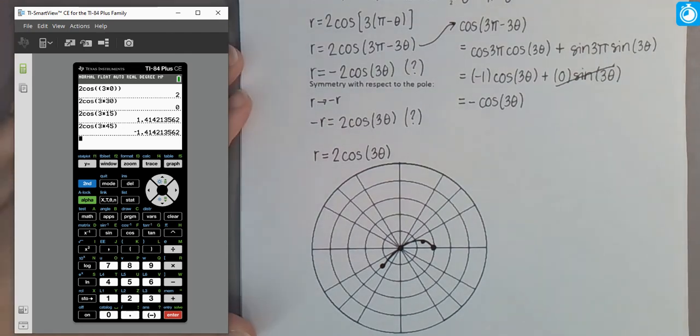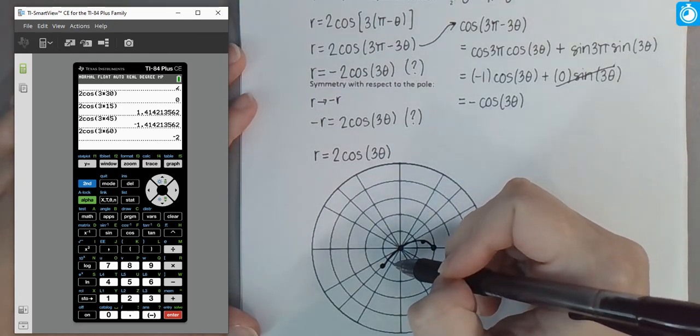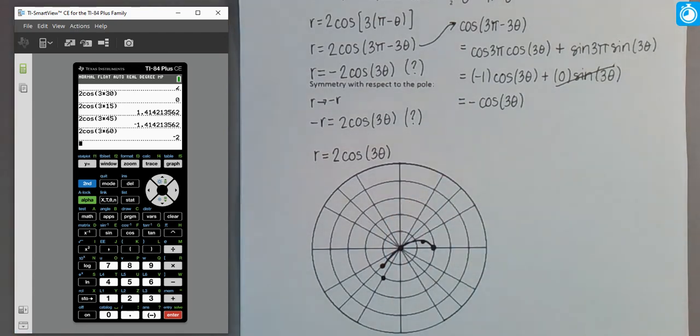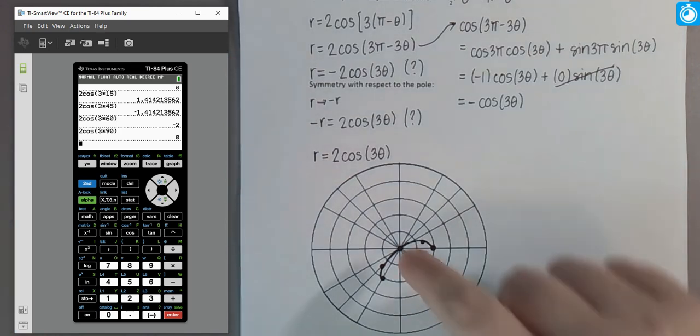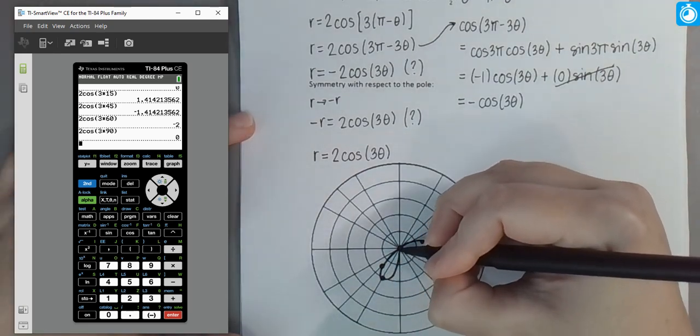Then we make it to 60. So 2 times the cosine of 3 times 60 is going to take us to negative 2. So at 60 we're at negative 2, which takes us right there. We continue to rotate, and then we make it to 90. So 2 times the cosine of 3 times 90 takes us back to 0. Once we get to 90 degrees, we're back at the pole. We've rotated around and rotated back to the pole.